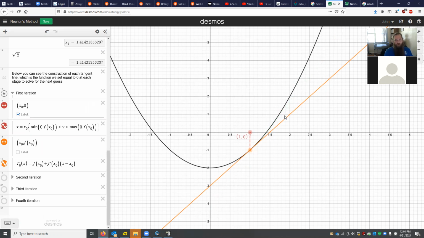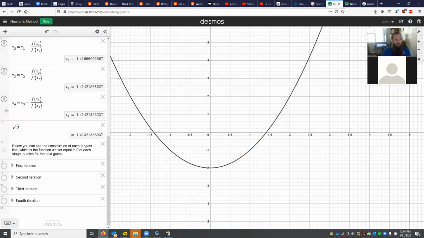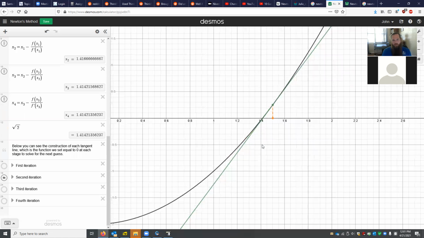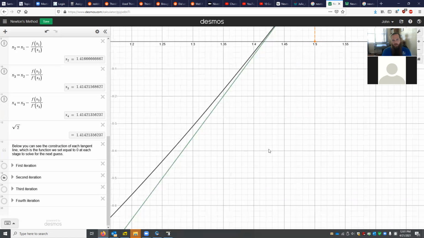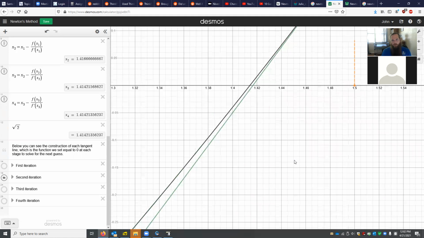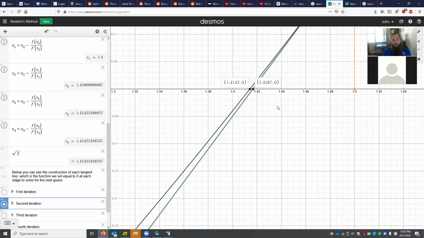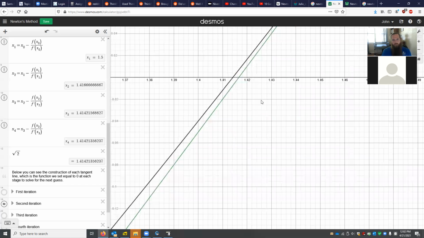This orange line is the tangent, and it hits the x-axis at 1.5. So that gives me my second guess as 1.5. And then I feed that back in, and I construct the tangent line there. Here's the tangent line at x equals 1.5. It's this green line. And I look and see where that intersects the x-axis. We can zoom way in here. And you see that it's very, very close to the actual root. The actual root is right here. And the root of the tangent line is right there.